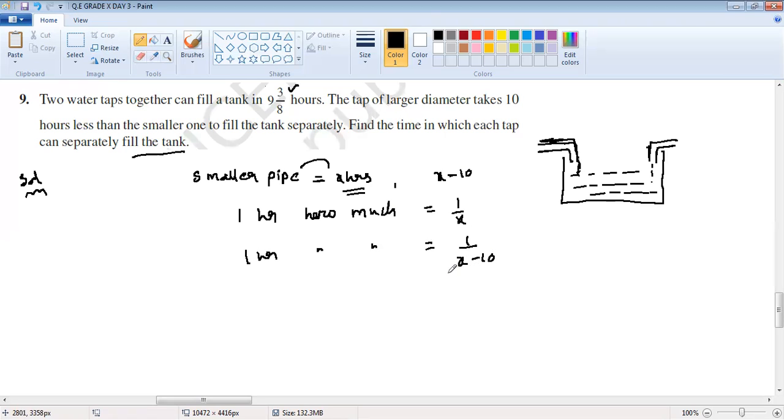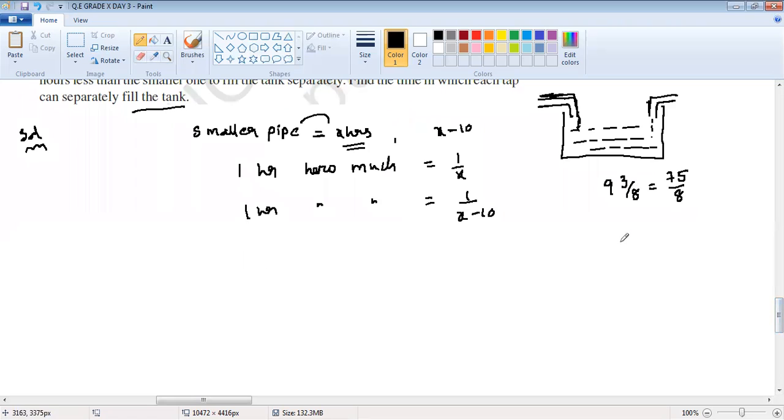Now they will fill the tank together in 9 3 by 8 hours. So 8 times 9 is 72, plus 3, then 75 by 8. Got it? Yes, sir. Then I can write 1 by x plus 1 by x minus 10 is equal to 75 by 8. Am I right? Yes, sir.